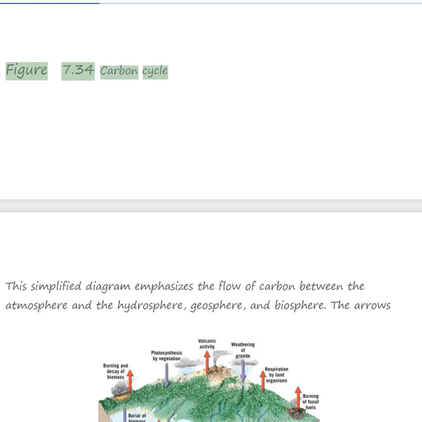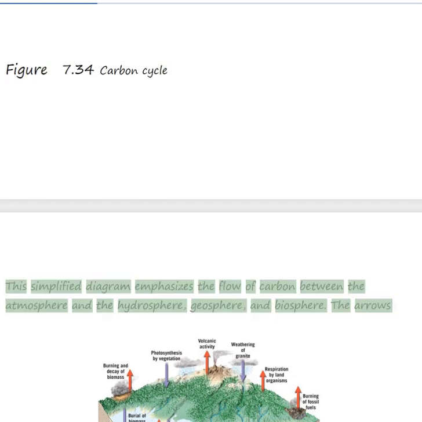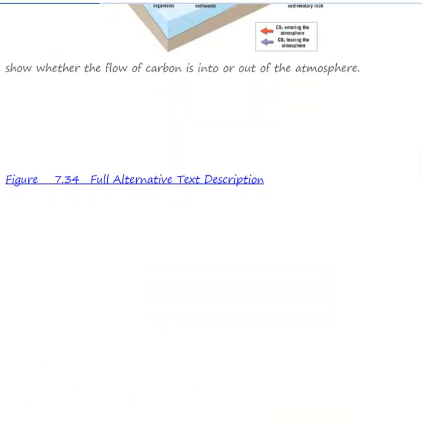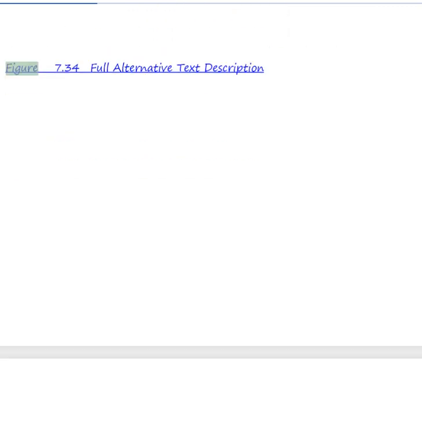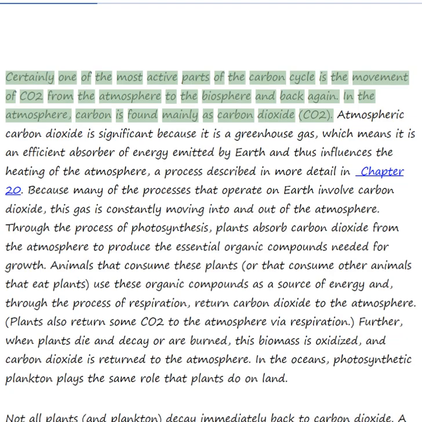Figure 7.34 Carbon cycle. This simplified diagram emphasizes the flow of carbon between the atmosphere and the hydrosphere, geosphere, and biosphere. The arrows show whether the flow of carbon is into or out of the atmosphere. Figure 7.34 Full alternative text description. Certainly one of the most active parts of the carbon cycle is the movement of CO2 from the atmosphere to the biosphere and back again.